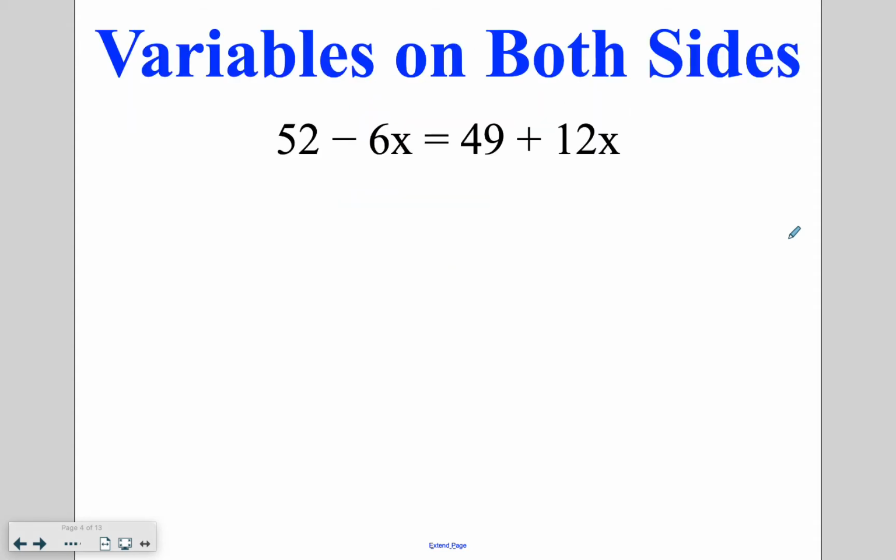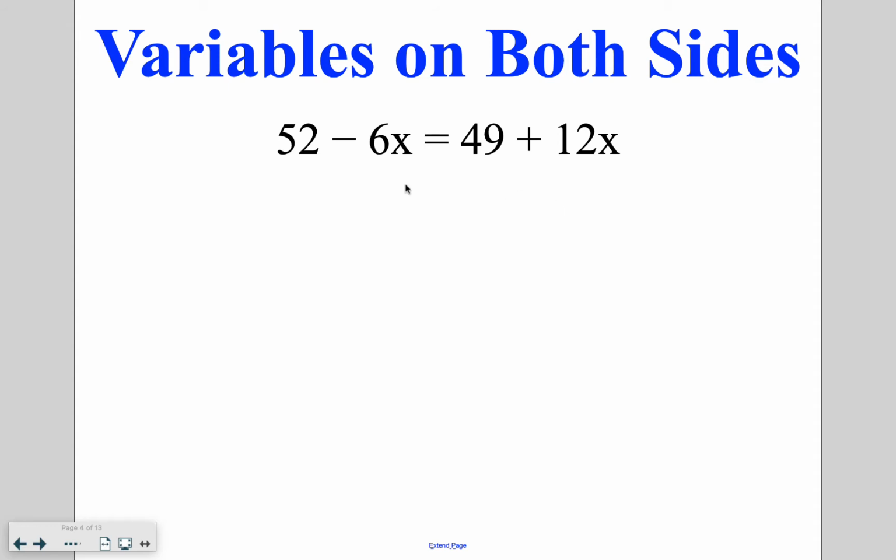So, for example, I've got 52 minus 6x is equal to 49 plus 12x. First, I want to check if I can simplify anything. The left side, 52 and negative 6x can't go together. The right side, 49 and 12x can't go together.